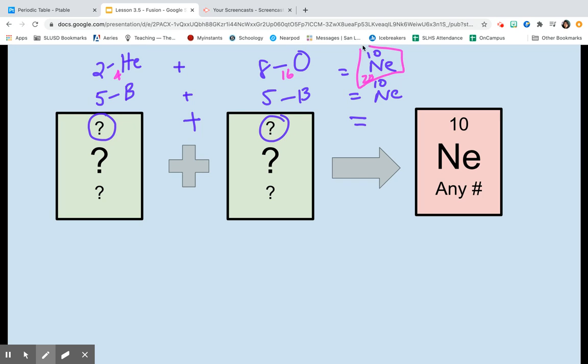So this first one, if I crash helium with oxygen, I'm going to end up with neon, right? If I crash boron and boron, I'm also going to end up with neon. So this is essentially how fusion works. See if you can do a couple of the problems on your own in the quiz part.